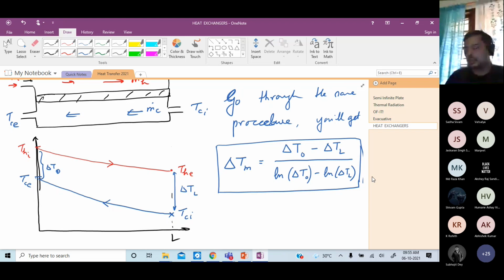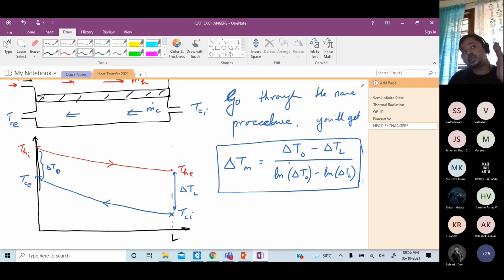Okay. Think about it. It's exactly the same expression. However, this is not THI minus TCI. This delta T0 is not the difference of the inlet temperatures. So the best way to remember is for parallel and counter flow, it's the same expression. What I've written here, delta T0 minus delta TL divided by the logarithm of the ratio, the difference of the logarithm of the temperature difference at the two ends. At the two ends, 0, L.